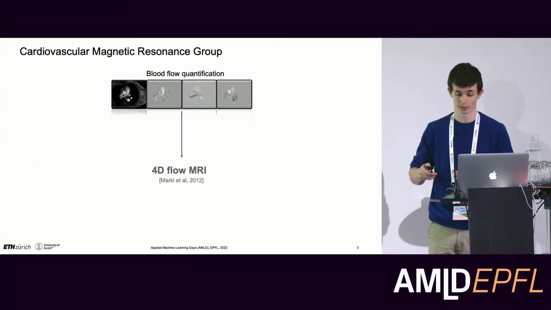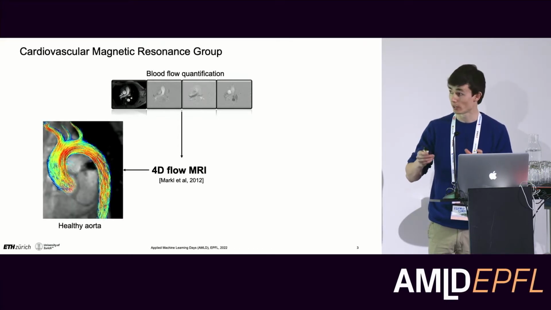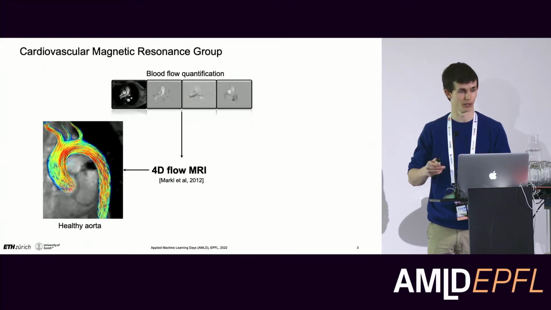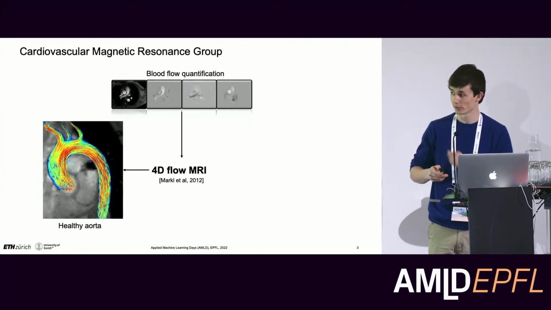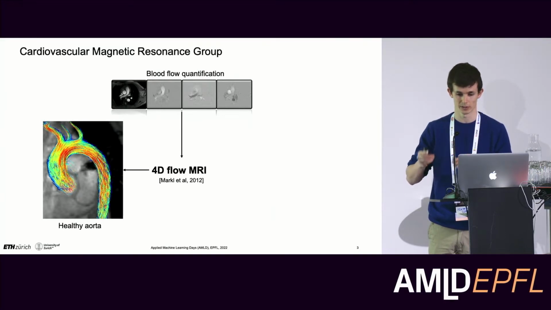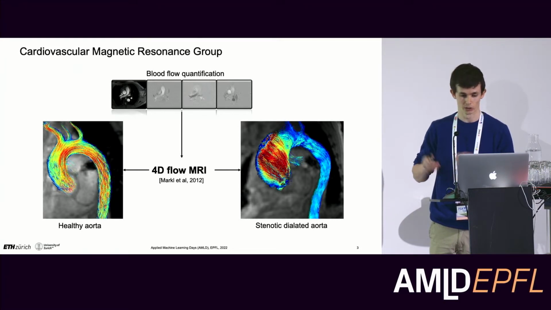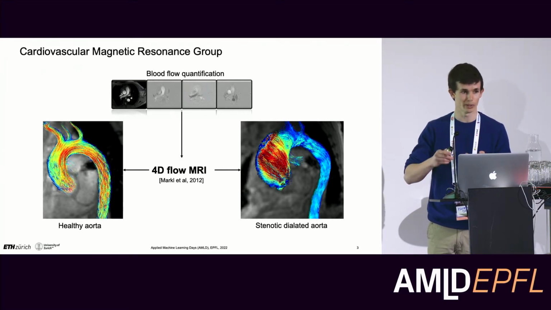In particular, a technique called 4D flow MRI, which allows us to image 3D volumes per specific cardiac frame. This allows us to visualize and see how flow patterns in the aorta change, for example. So here you can see a healthy aorta. And of course, we know that pathologies in the aorta have a direct impact on the way the flow behaves in the aorta. So here you see another example with a stenotic dilated aorta.